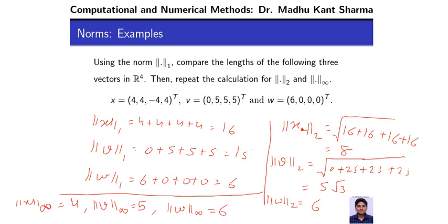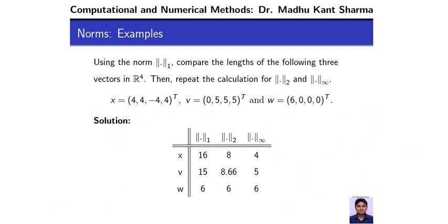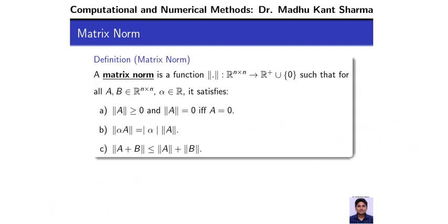So the infinity norm is the maximum norm, the 2 norm you can say is the length, and the 1 norm is the summation of the mod of the xi's. If you arrange it here, this will be the following. Now we are in a position to define a matrix.